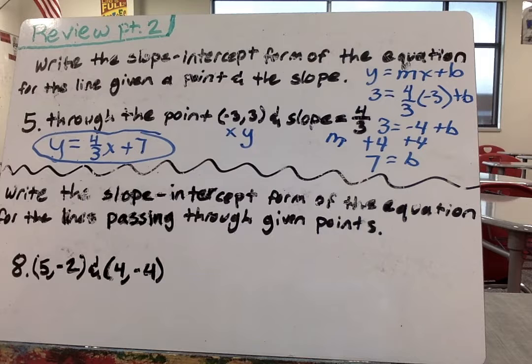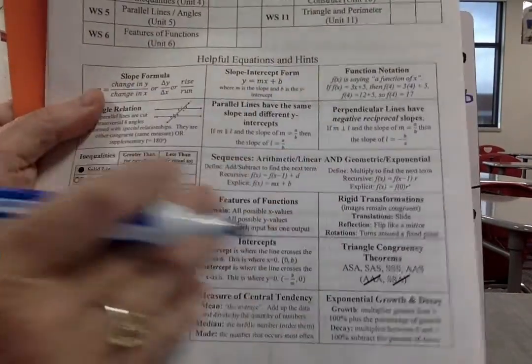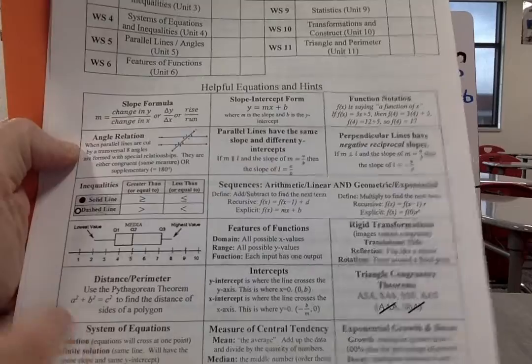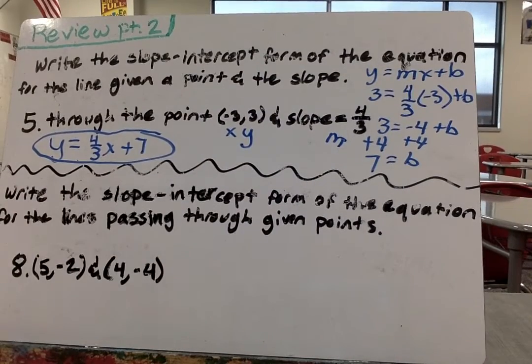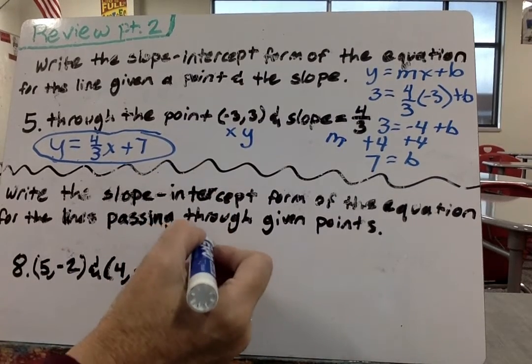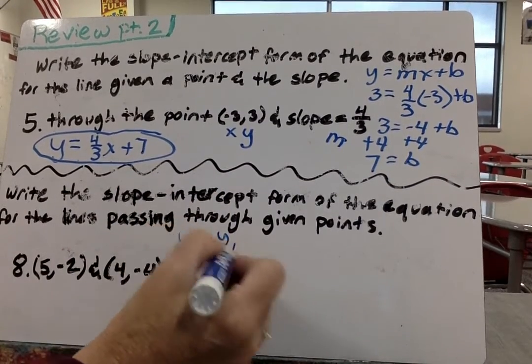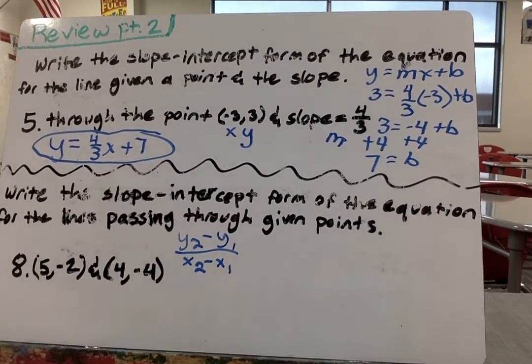Write the slope-intercept form of the equation for the lines passing through the given points. Okay, so now we go back to our formula page, and again, you should probably study these helpful hints right down here and look for our slope formula right here. Change in y over the change in x. That's important right there. And I would go ahead and have you write in there y2 minus y1 over x2 minus x1. That will help you find the slope, okay?